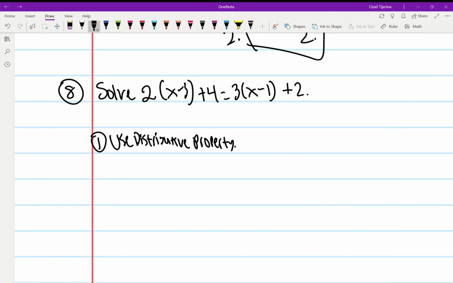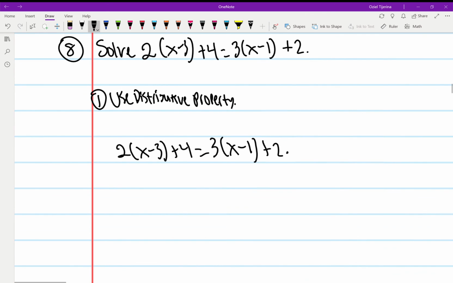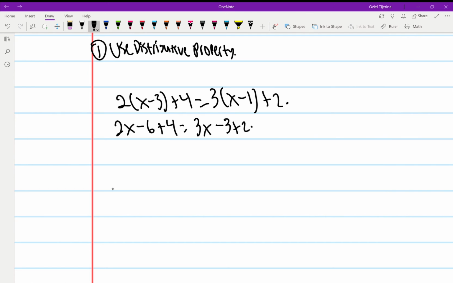So we have 2 times (x minus 3) plus 4 equals 3 times (x minus 1) plus 2. So then we have 2x minus 6 plus 4 equals 3x minus 3 plus 2. So then we would say 2x minus 2 equals 3x minus 1.